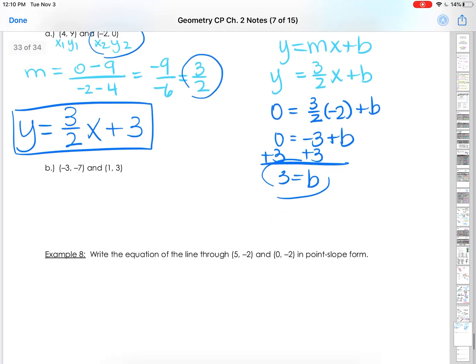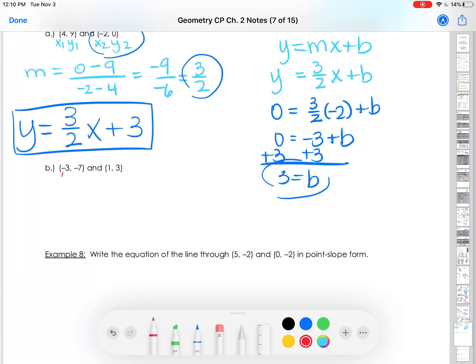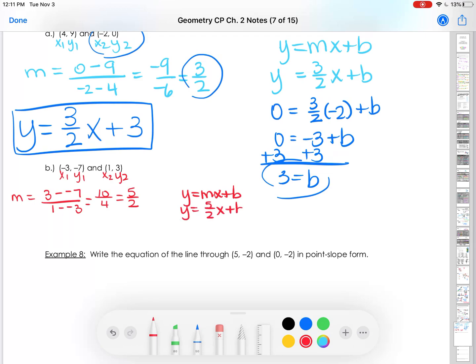Okay, we're going to do the same thing here. So again, let's find the slope first. So we have x1, y1, x2, y2. So m is equal to 3 minus -7 over 1 minus -3. Really, the double negative is addition. So that's going to be 10 over 4, which simplifies to 5 over 2. Okay. So we'll use our equation y equals mx plus b, but we'll replace m with what we already know it is, 5/2.